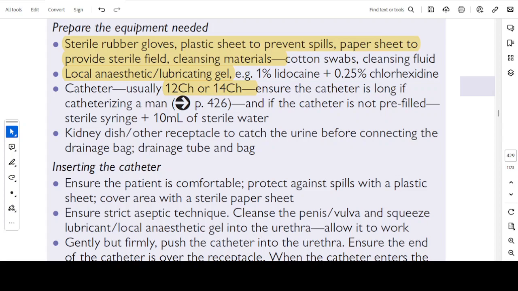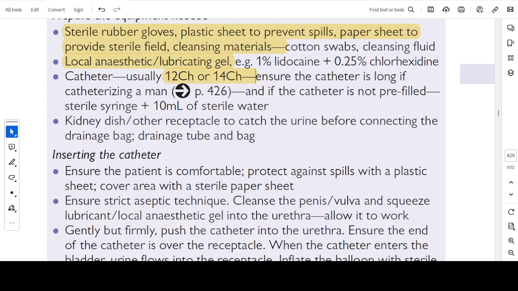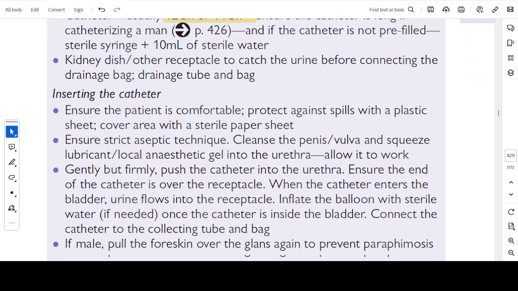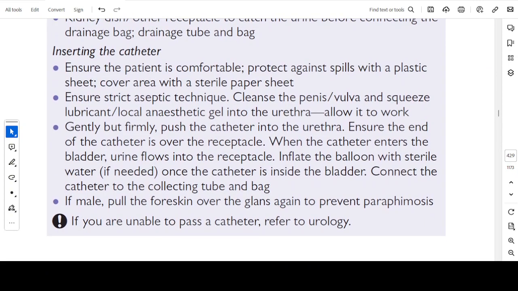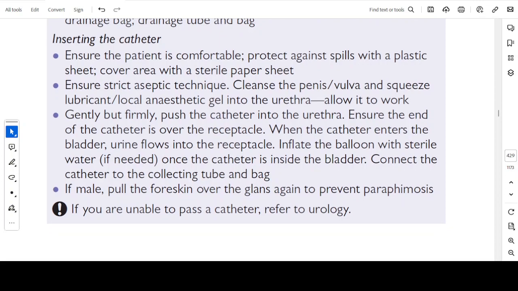Kidney dish or other receptacle to catch the urine before connecting the drainage bag, draining the tube and the bag. Inserting the catheter. Ensure the patient is comfortable. Protect against spills with a plastic sheet and cover the area with a sterile paper sheet.